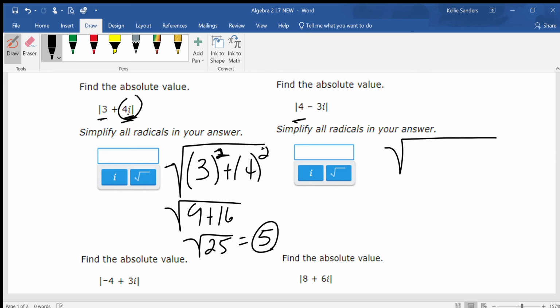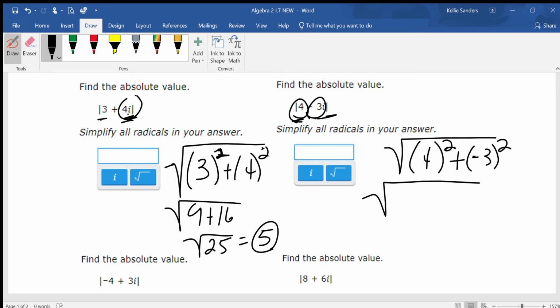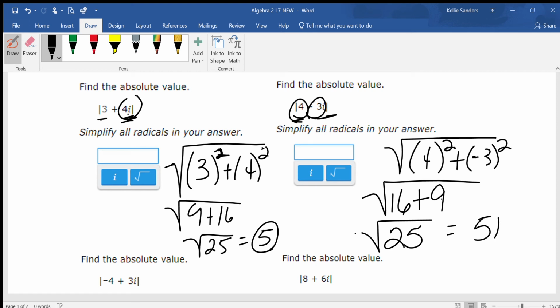But watch this. On this one, real part, imaginary part, square root of something squared plus something squared. This part is 4. This part is negative 3, which is fine. We still do not put the i. 4 times 4 is 16. Negative 3 times negative 3 is not negative 9. A negative times a negative is a positive. 3 times 3 is 9. Hey, look there. I have 16 plus 9 again, which is 25. What's the square root of 25? 5.